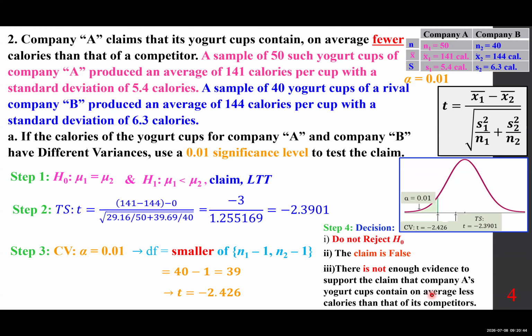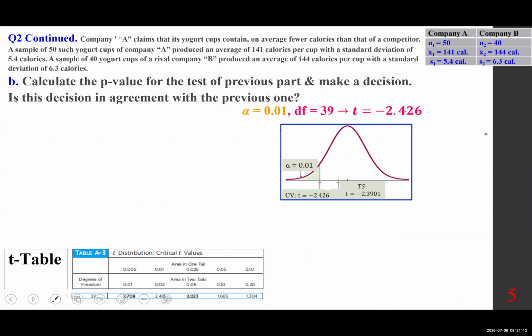But I wanted to make sure everybody understands this piece. Different variances, okay? That's important. Even if they don't mention it, you're going to assume that. And therefore, we use this test statistic. That's the idea.